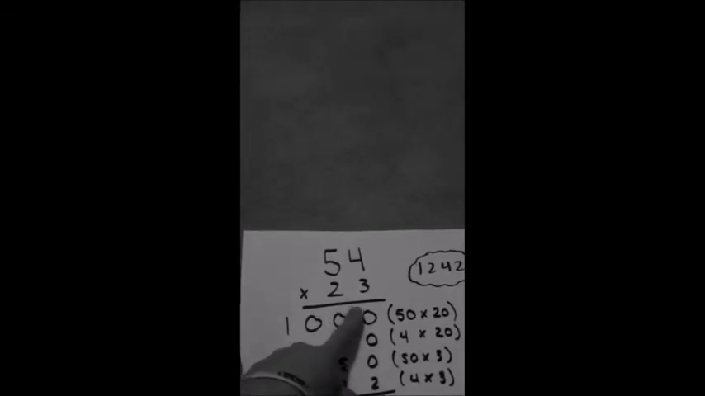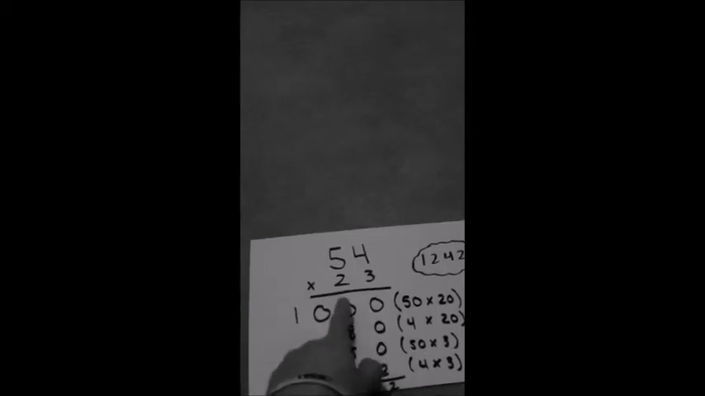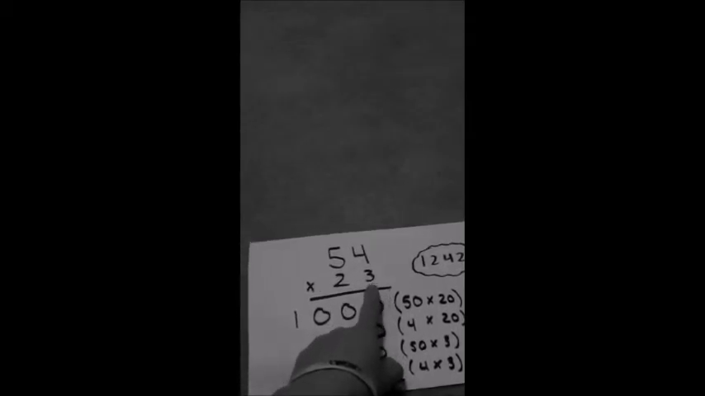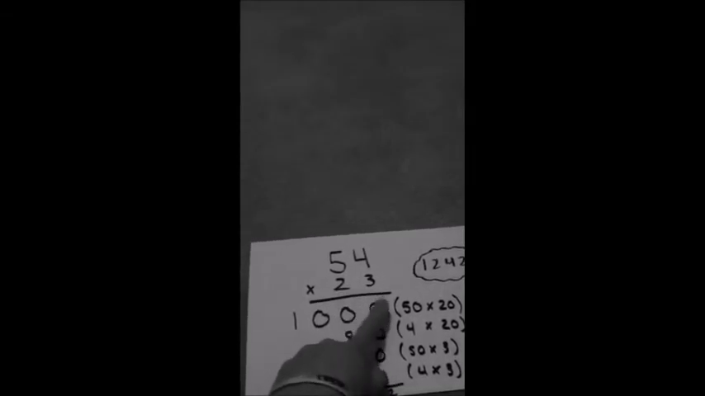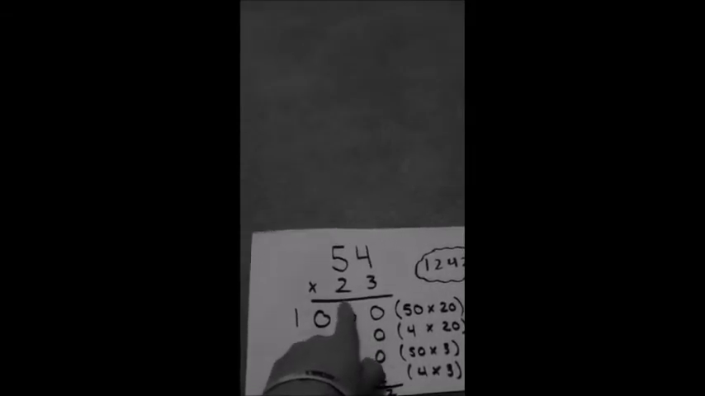So how you're going to solve this is you have 20, because you get rid of the 3 and just make it a 0, times 50, because you drop the 4 and make that a 0 as well. So you have 50 times 20, which is 1,000. Then you do the same thing, 20 times your ones place, which is 4, and you get an answer of 80. Since you've already used the 2, you go to your ones place and multiply it by your tens place. So you get an answer of 150, because 3 times 50 is 150.